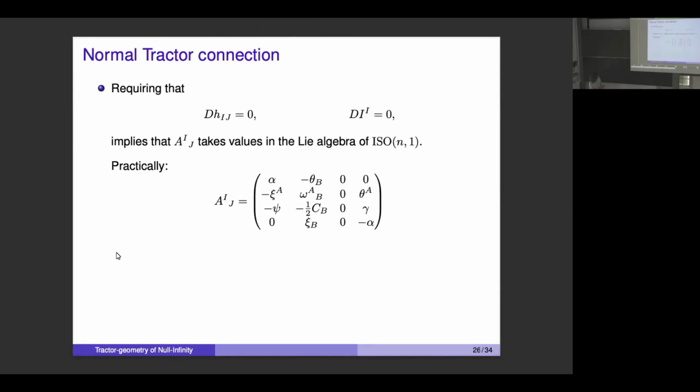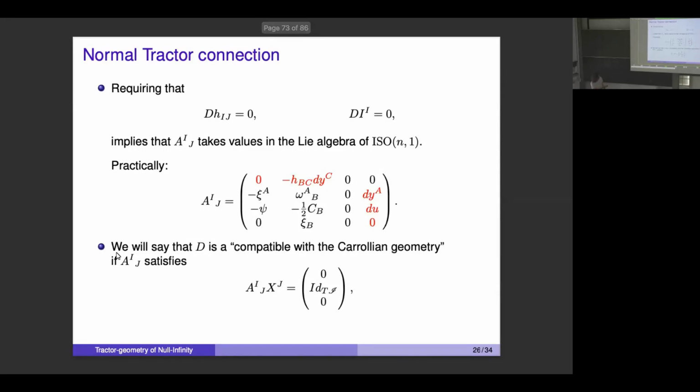Now, if you require that your connection is compatible with the degenerate metric and this preferred null tractor, it's automatically valued in the Lie algebra of the stabilizer group, and you can split it in this splitting. You can write it like this, where there are all three components. The first thing you should require is that it's compatible with the Carrollian geometry. Right? You start with some conformal Carrollian geometry, and as always, there should be some sort of compatibility condition, which is freezing these parts.